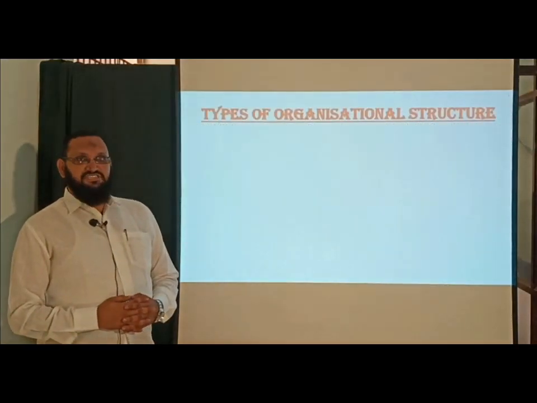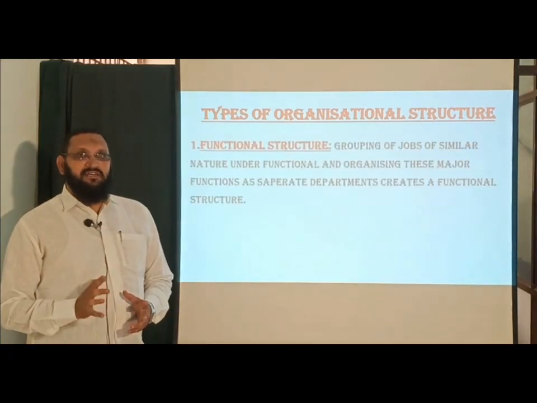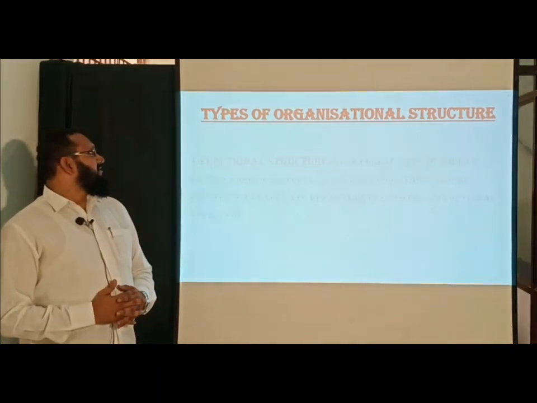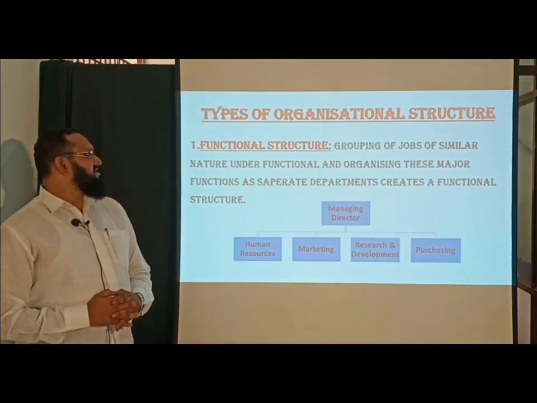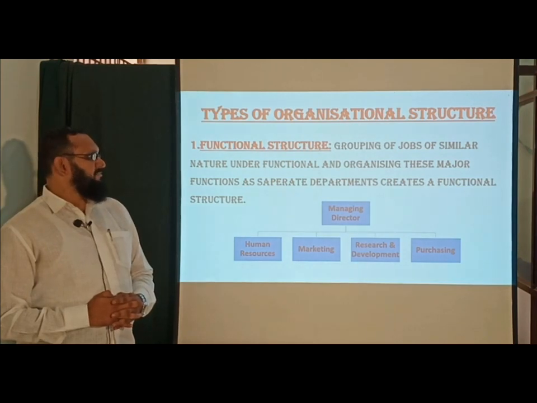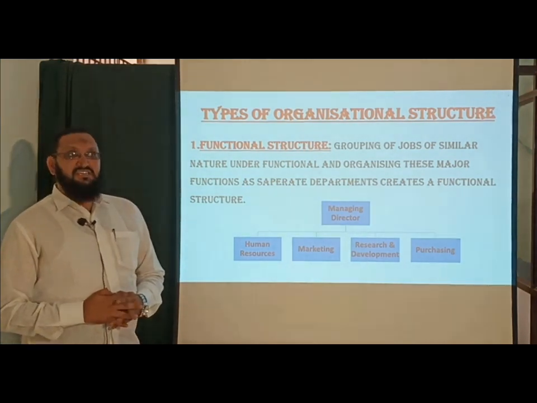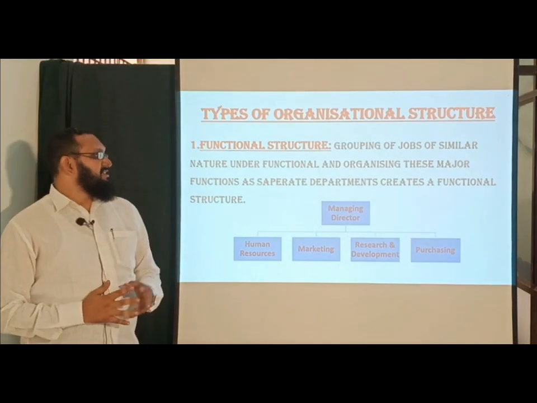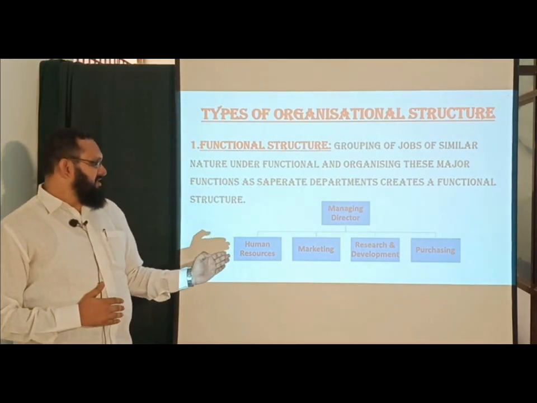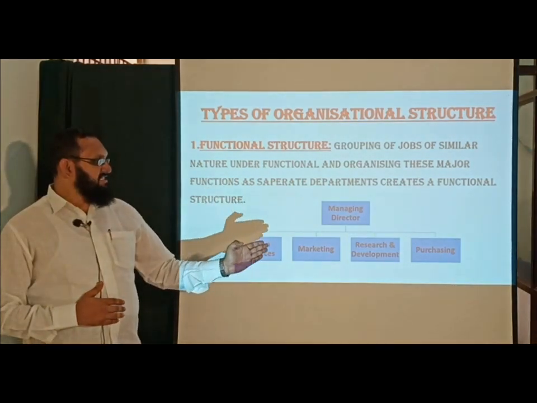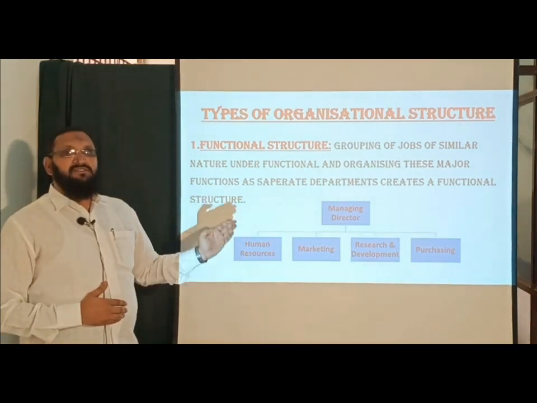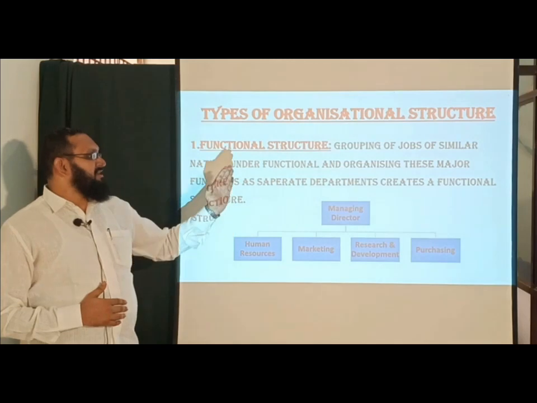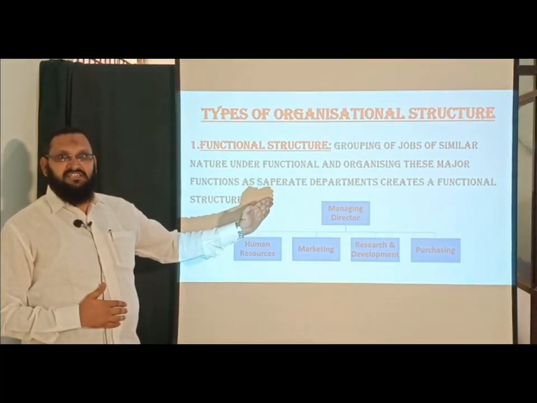Next, types of organizational structure. There are two types of organizational structure. The first one, functional structure. Grouping of jobs of similar nature under a function and organizing these major functions as separate departments creates a functional structure. Here you can see in the image, there is a managing director, human resources, marketing, research and development, purchasing. These below four are different departments. These four departments are working under the managing director.